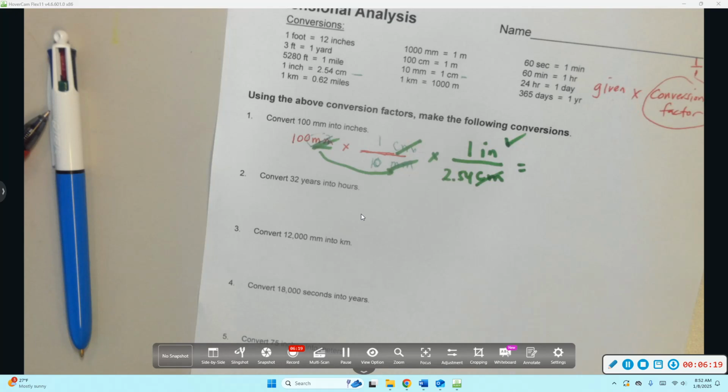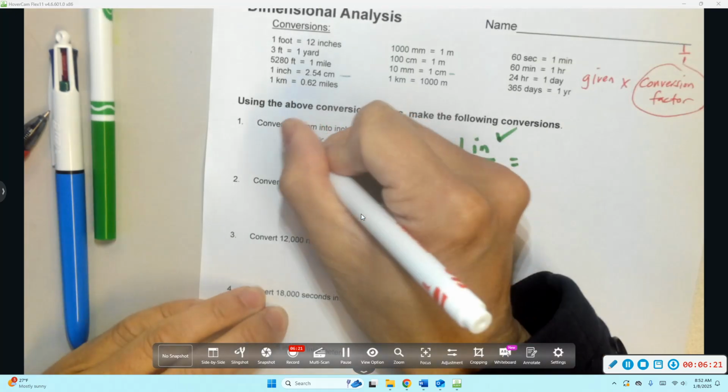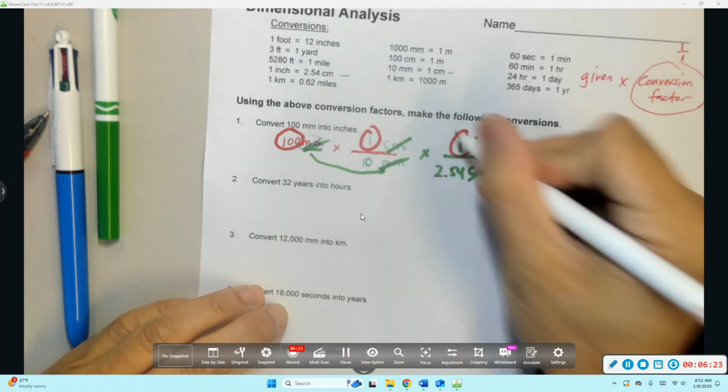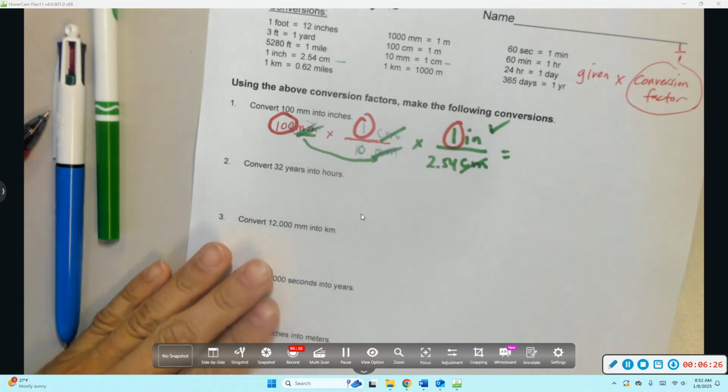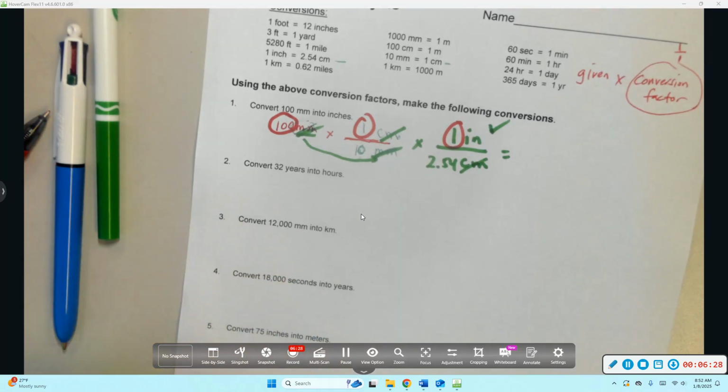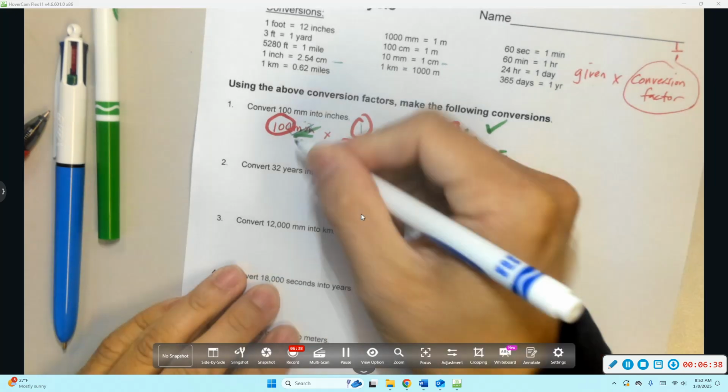So now we just multiply all the numbers on top. 100 times 1 times 1. You can skip the ones, really, it doesn't change anything. And then divide by the bottom. Multiply the top, divide by the bottom. Okay? Start repeating that to yourself, because that's how most of this semester is going to be.